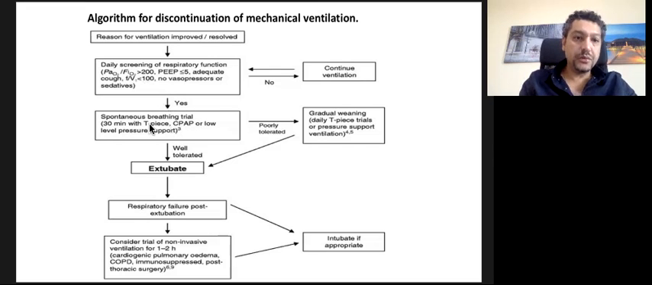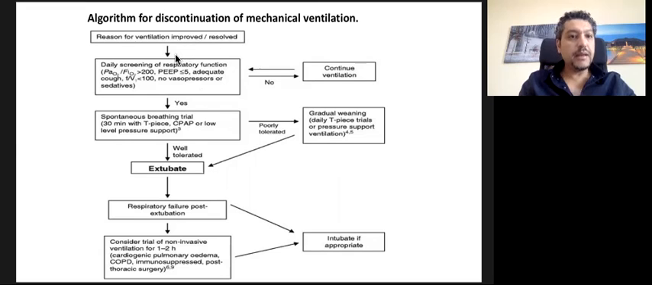If yes, then you should go to the next step, which is the spontaneous breathing trial. Like we said, we should make it short, 30 minutes, not more. You can do it with a T-piece, with CPAP, or with low-level pressure support. If the patient tolerates it poorly, then you have to do gradual weaning, daily T-piece trials, or pressure support ventilation. However, if the patient tolerates it well, then you can go for extubation.